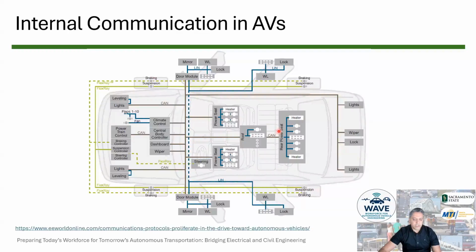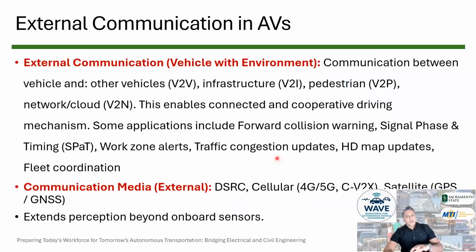So, they are all actually wired communication, and this is how everything is connected together. Now, in autonomous vehicles, we have external communication as well. External communication is what we call the data exchange between the vehicle and its environment, right?